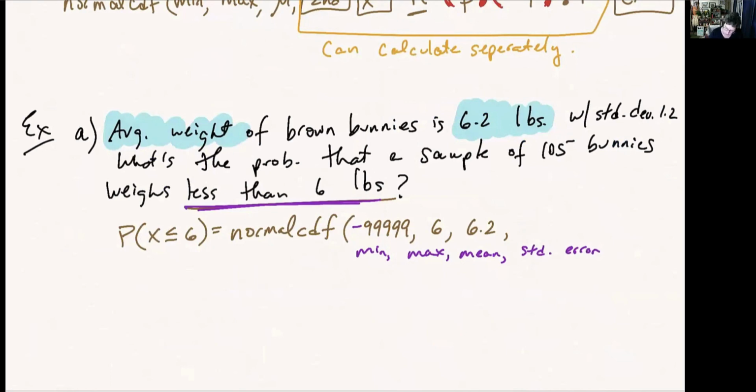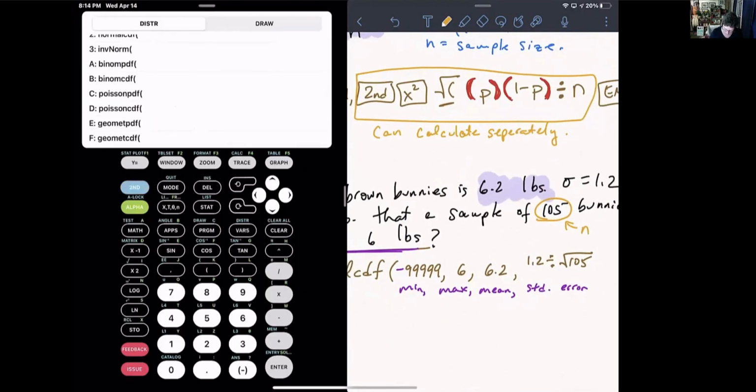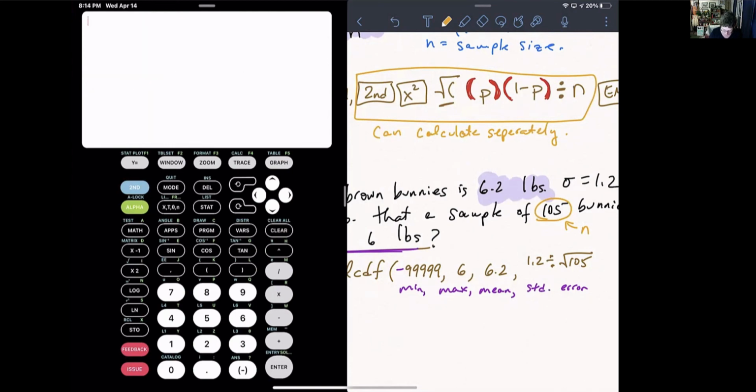Okay. So what I'm going to put here then for my standard deviation, I've got to put in my standard error. So that's going to be 1.2 divided by the square root of 105. Okay, so let's put that in our calculator. What I'm putting in my calculator is second bars, normal CDF. Oh, whoops. See how I have that square root there? That's why I like to clear the screen before I start.